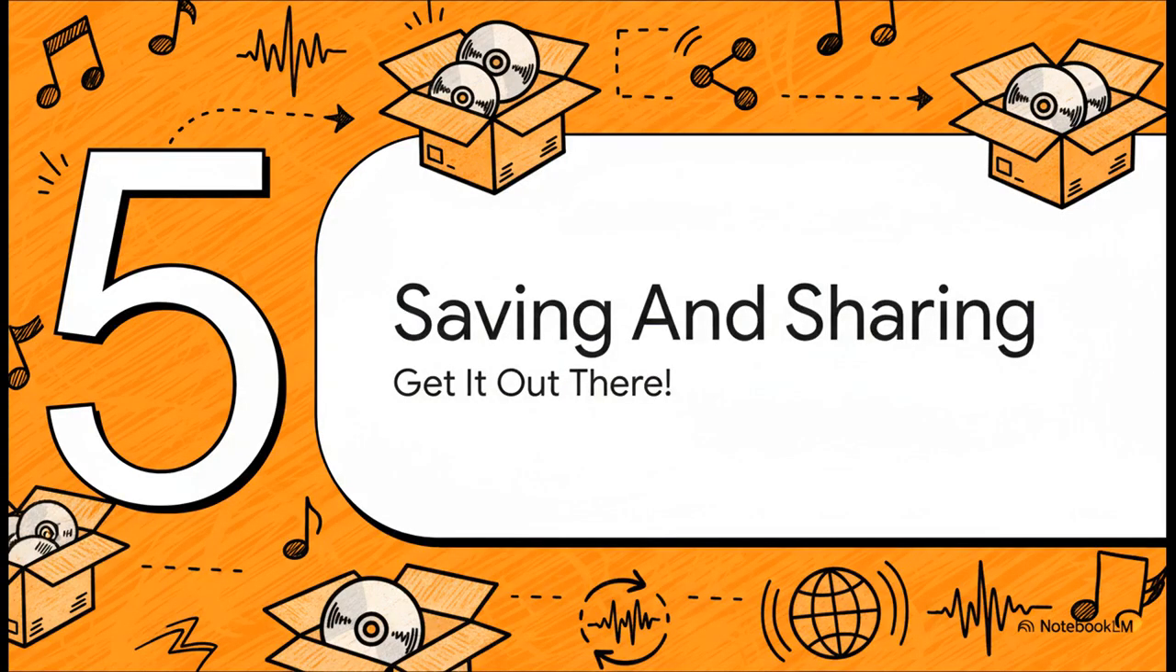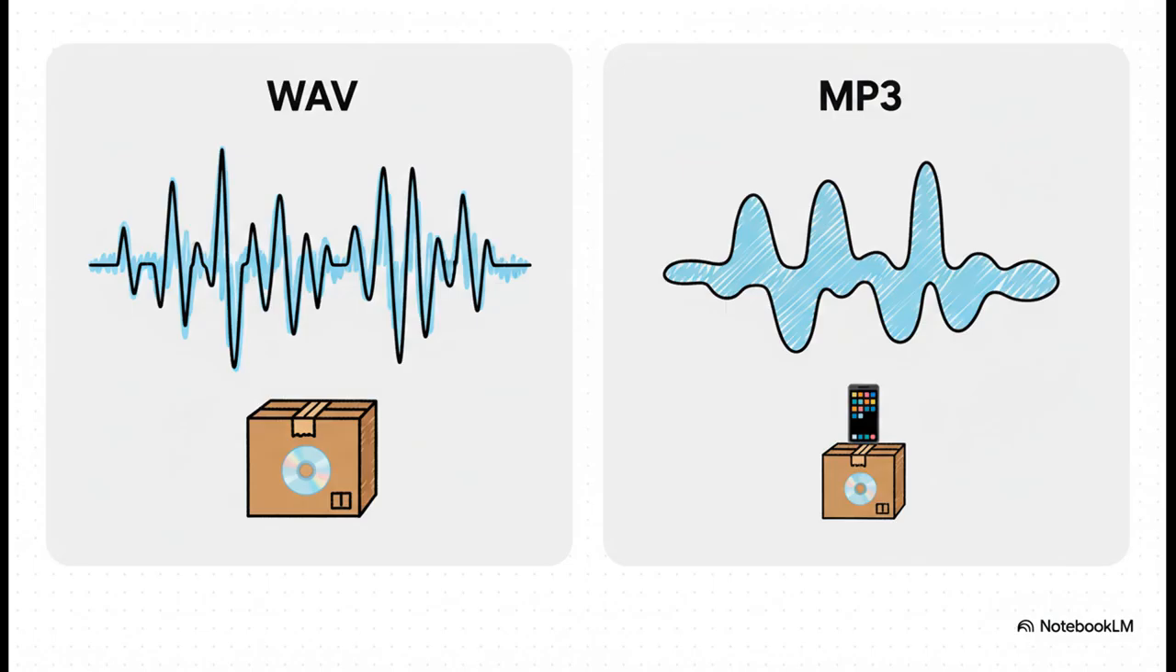So after all that hard work, the editing, the effects, the arrangement, your track is finally done. The very last step is to package it all up so you can actually share it with the world. And this means you have to export your song into a file. The two most common formats you'll see are WAV, which is super high quality but the files are huge, and MP3, which is a much smaller file that's perfect for Spotify or for sending to your friends, even though it loses a tiny bit of sound quality.